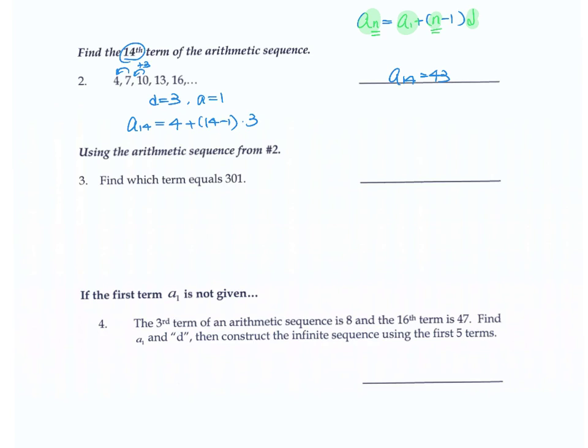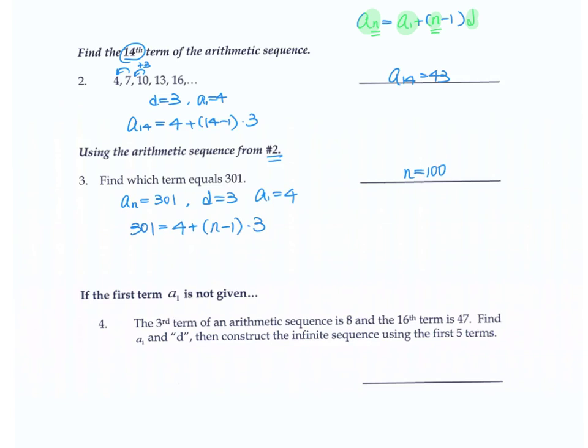So look at the example here, number 3. Find which term. So An equals 301. And we're using the same example as in number 2, which means my D is still 3. My A1 is 4. Actually, I made a mistake on top. A1 is 4, okay? So let's see. Now An is 301. So it's 301 equals A1, which is 4, plus (n, I don't know, minus 1) times D. That's my setup. And if you solve that correctly, you should have n equals 100.